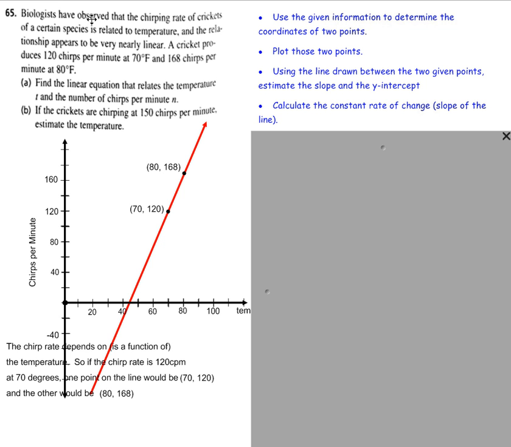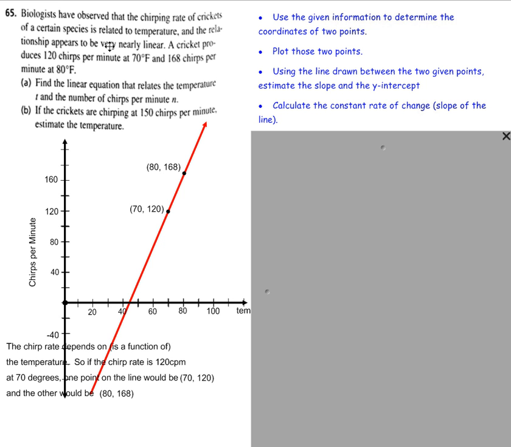What I learned here, when I read the first paragraph, is that the chirping rate is related to temperature. Right off the bat, I know the chirp rate is a function of the temperature. So temperature is going to be the horizontal axis value, and then chirp rate, or chirps per minute, is going to be the vertical. So chirps per minute depends on the temperature.